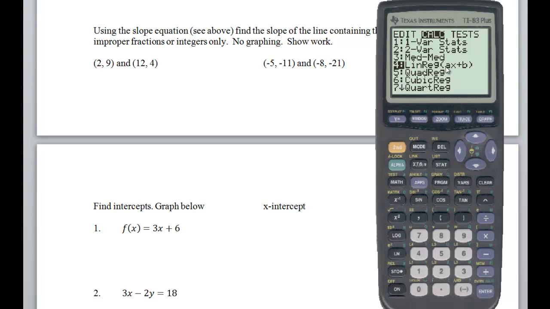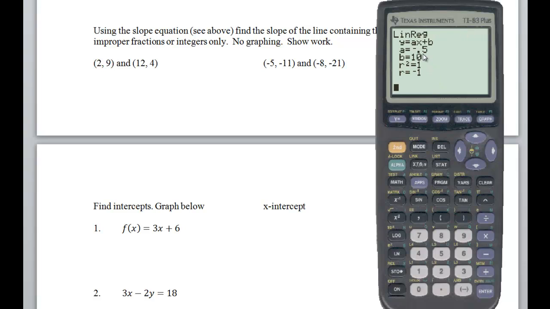Click the Stat button, click the right button, and then scroll down to number 4, which is the linear regression. If you click this, on some of the newer calculators it comes up with a different screen that looks like this, and it will say Calculate in the middle here. You'll scroll down and press the Calculate button, and that will do the same thing as pressing Enter.